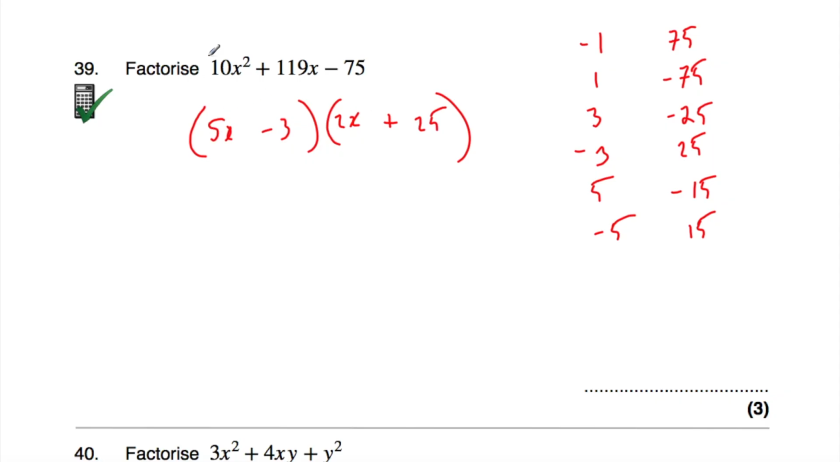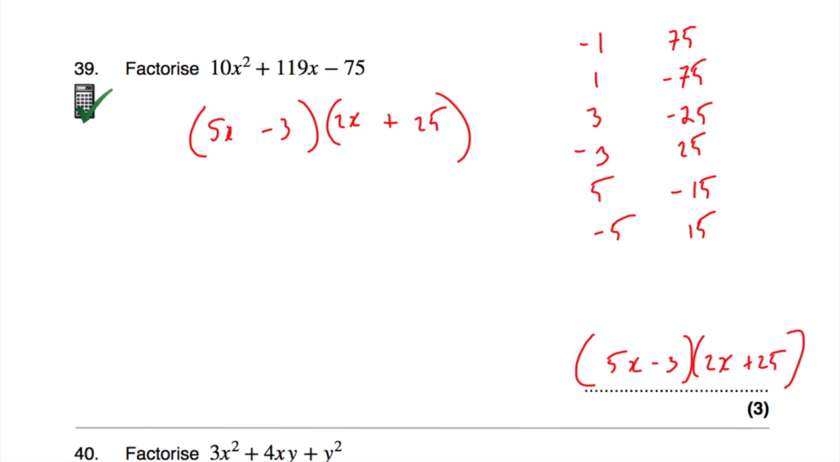5x times 2x is 10x squared. 5x times 25 is 125x. And then minus 6x, because 2x times minus 3 would be minus 6x. Well, 125 take away 6 is 119. So that would work, actually. So that's it. We've got it. So the answer would be 5x minus 3, and then in brackets 2x plus 25. And that's it.